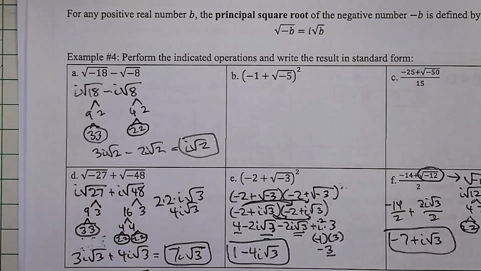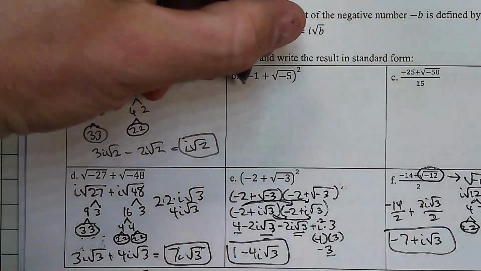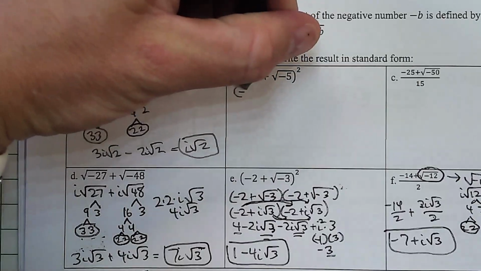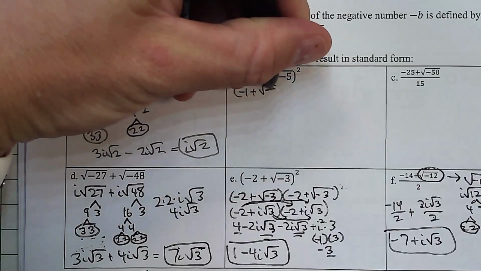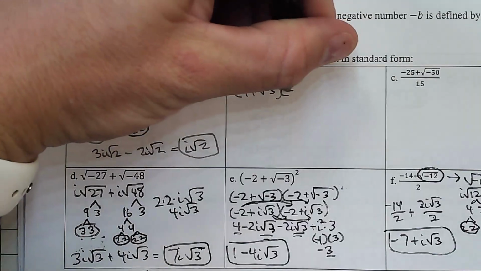Can't cheat on these, at least not in your calculator, so you're stuck on these. Negative 1 plus the square root of negative 5, squared. What does that mean? Negative 1 plus the square root of negative 5. You're going to multiply it by itself.